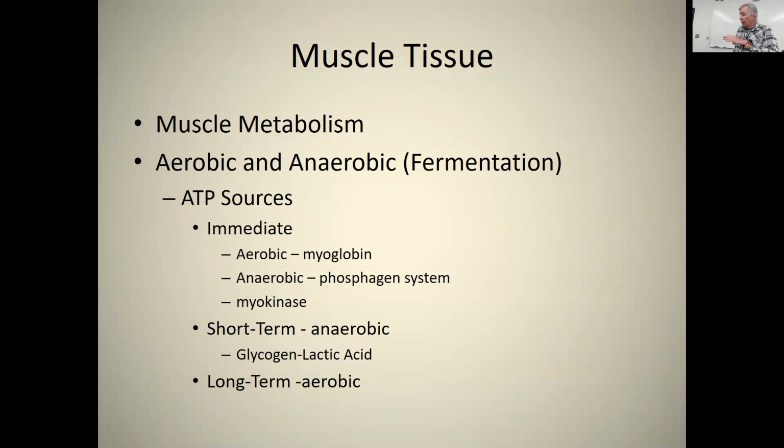Short-term anaerobic, the glycogen lactic acid system. So if you need to contract your muscles really quickly, you break down glycogen to glucose. You make 2 ATPs per round of glycolysis, and then lactic acid builds up. Okay? And this is for using muscles really quickly. Long term, you want to use your muscles more slowly, because the short term leads to muscle fatigue.